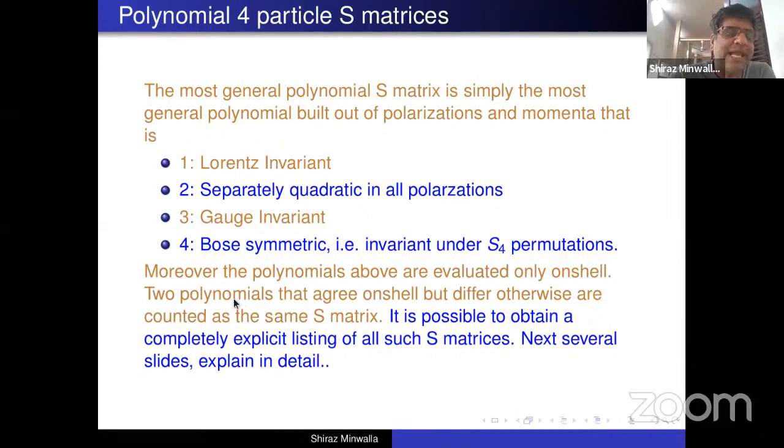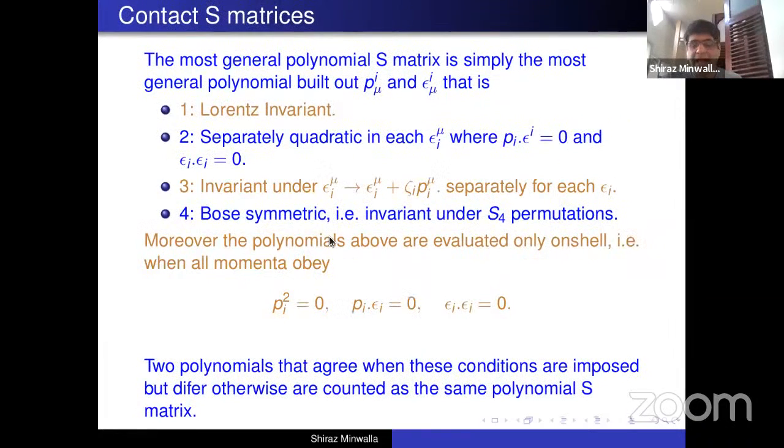Much of the fun that happens in this classification program happens due to the interplay of the gauge invariance condition and the Bose symmetric condition, as we will see. Okay. Now let me repeat these conditions here slightly more mathematically. Lorentz invariant means contract structures. Separately quadratic in each epsilon I means separately quadratic in each epsilon I.